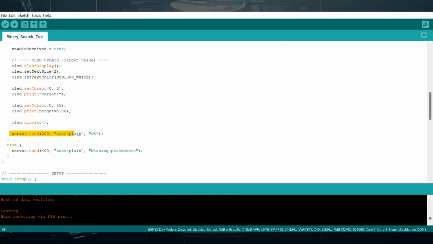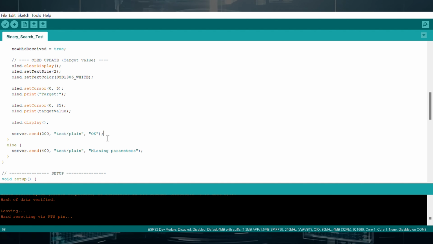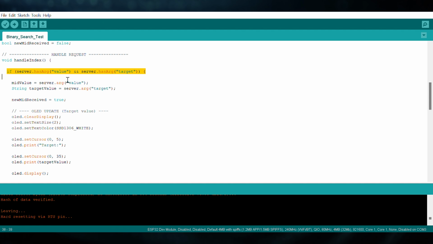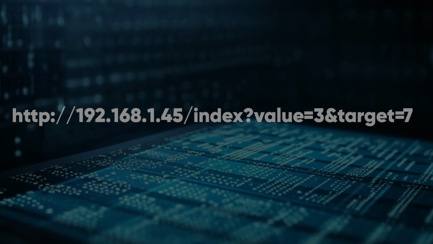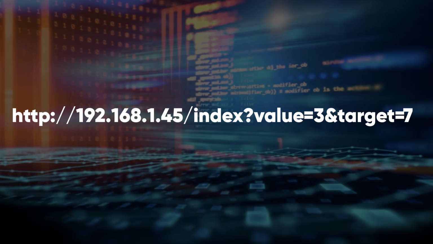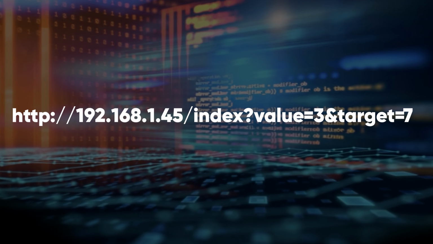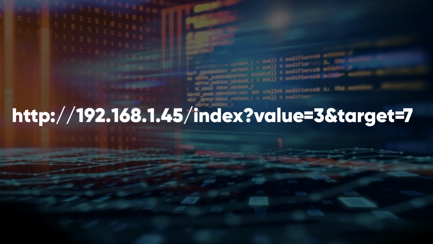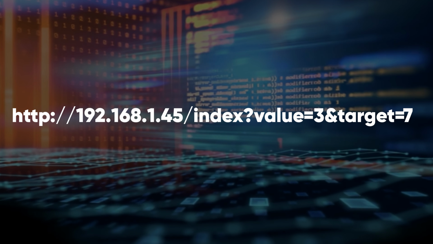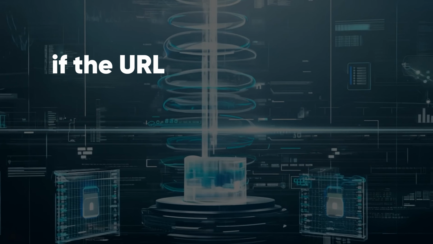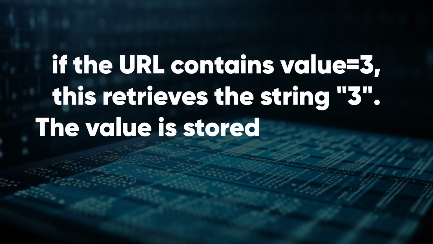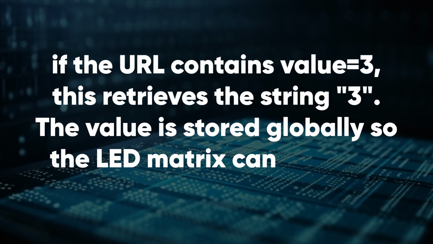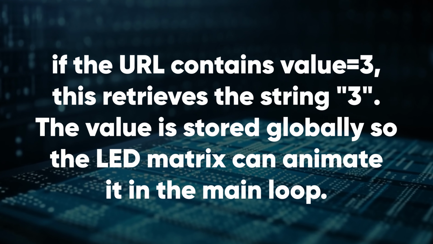Then extract the midpoint with midValue equals server.arg("value"); This line extracts the midpoint from the URL query string. For example, http://192.168.1.45/index?value=3&target=7. If the URL contains value equals 3, this retrieves the string 3. The value is stored globally, so the LED matrix can animate it in the main loop.